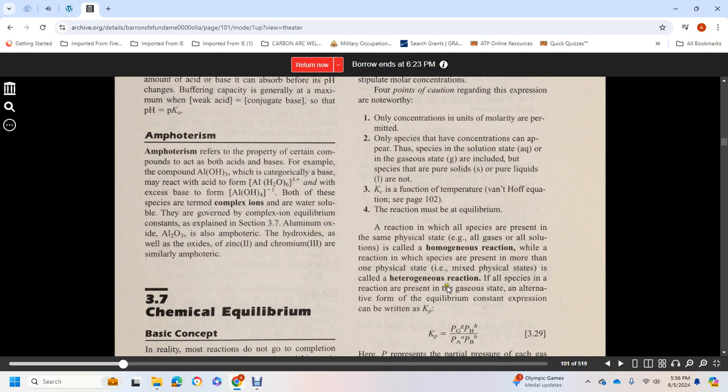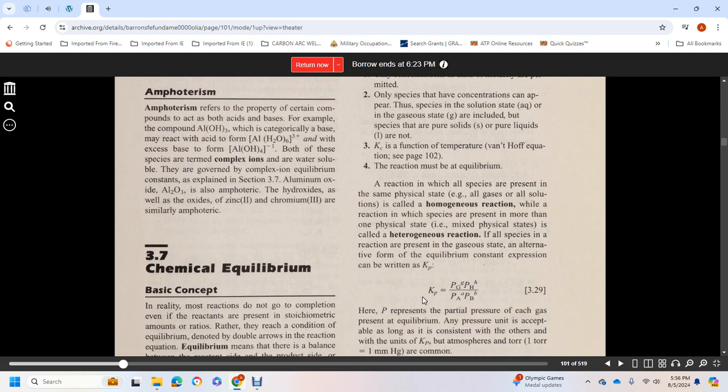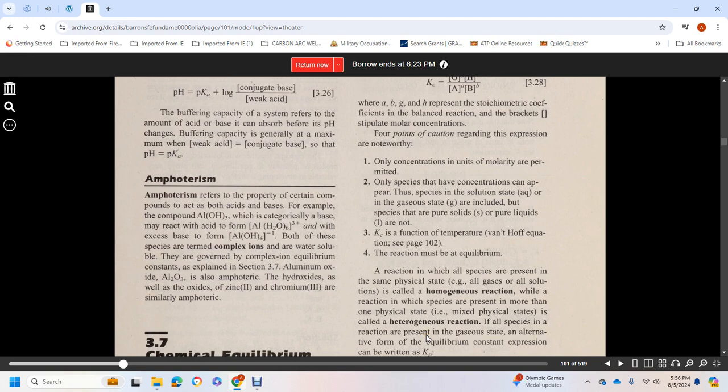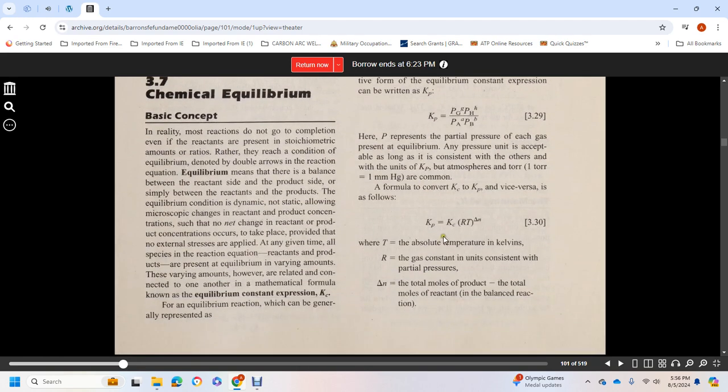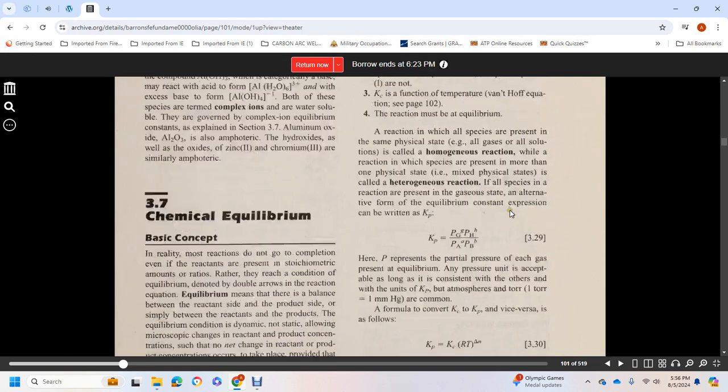If all species of the reaction are in the gaseous state, the equilibrium constant expression is written as Kp, with P representing the partial pressure of each gas present, with any unit of pressure being used consistently. Kp is written as the formula for the equilibrium constant in terms of pressure.